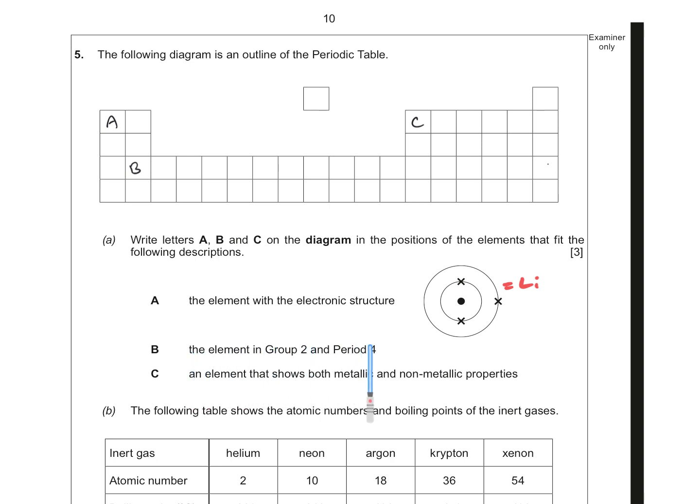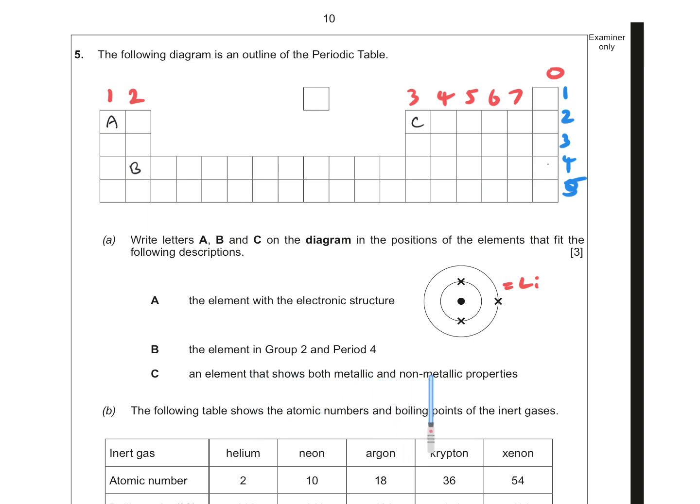B is the element in group 2, period 4. Well, remember, groups go along the top. So I know that B has got to go in the second column. And periods, guys, remember we count from the top, not from the left-hand side. So period 4 is there, so B goes there.